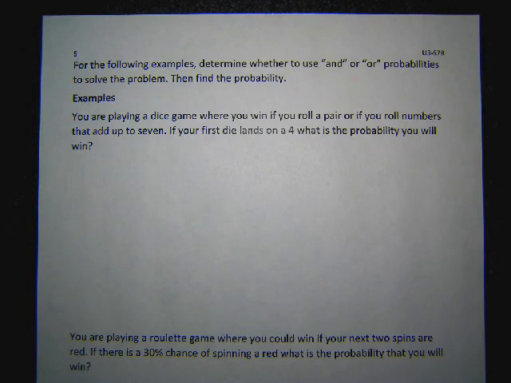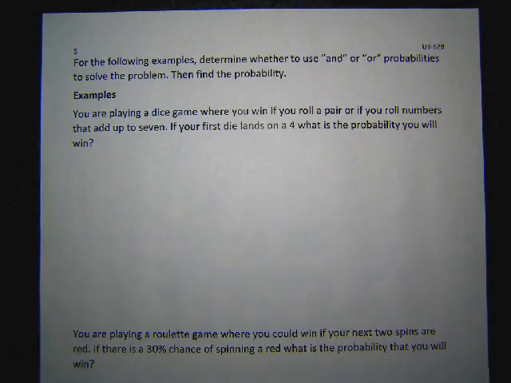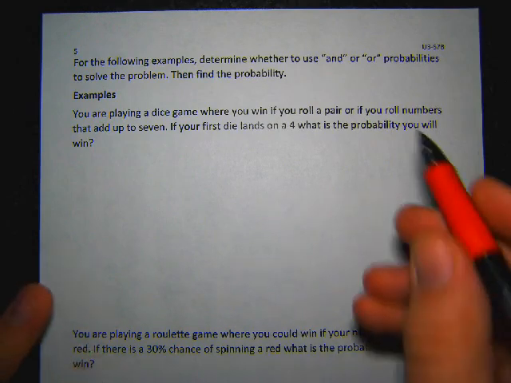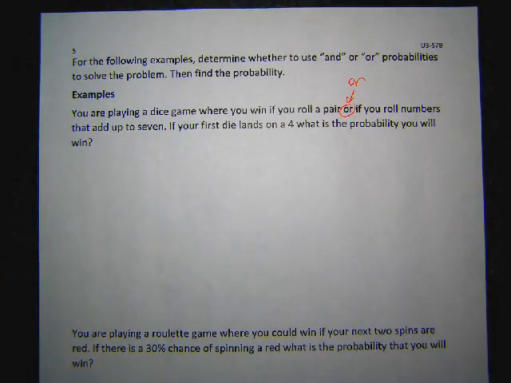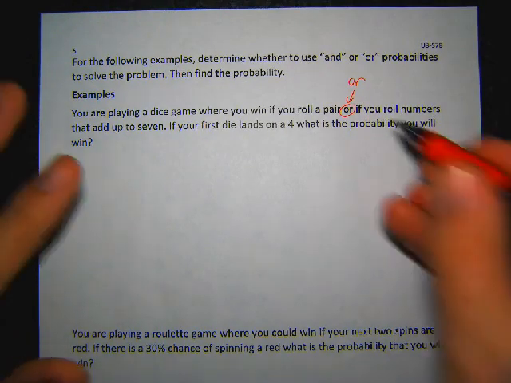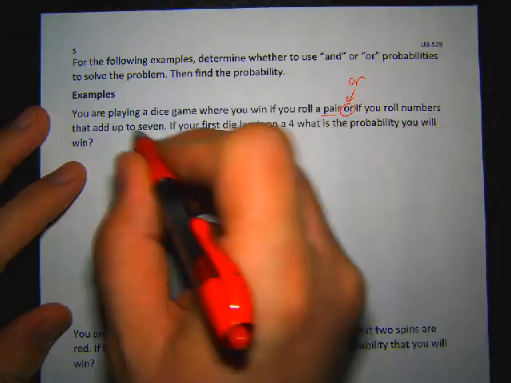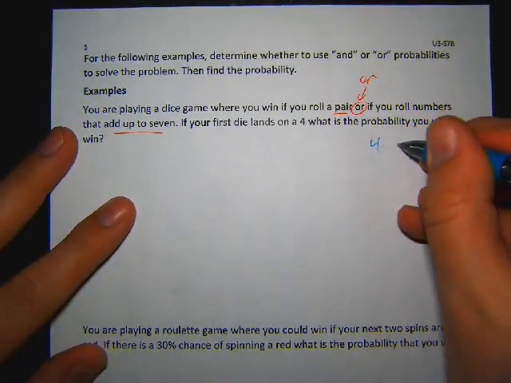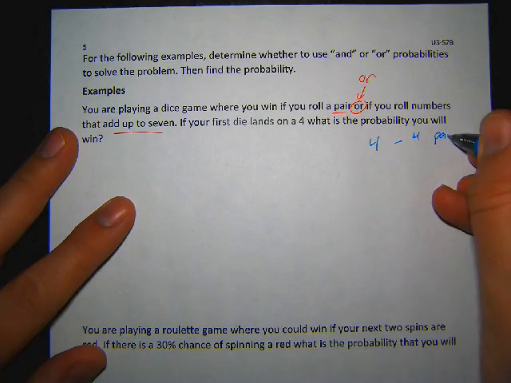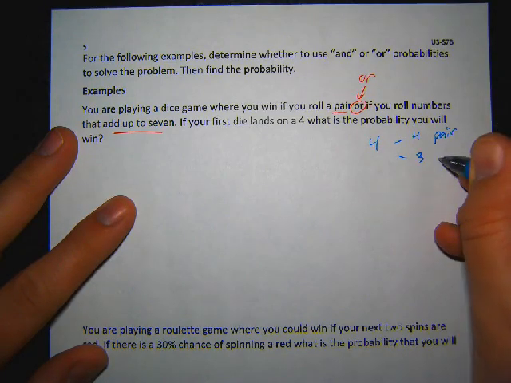In fact, they even gave us what the first number is. So we're really just looking at the second dice. We're not even looking at 2 dice. So at first it might look like an AND, but it's definitely an OR. You can see right here, this is an OR probability. And this is non-overlapping, because we're looking for a pair, or roll numbers that add up to 7. So if I already have a 4, then my other options are going to either be a 4 for my pair, or a 3, because that will add up to 7.